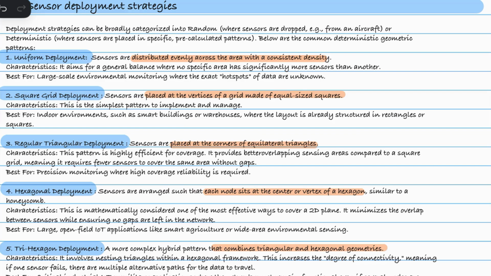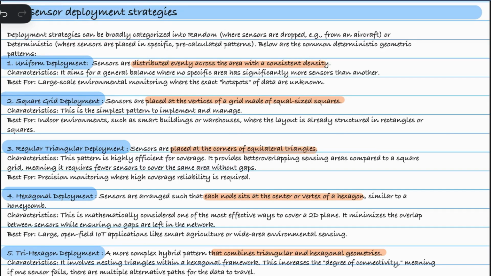Right? Next we have square grid deployment. This is the most basic pattern. You place your sensor nodes precisely at the corners, or the vertices, of an equal-sided square.